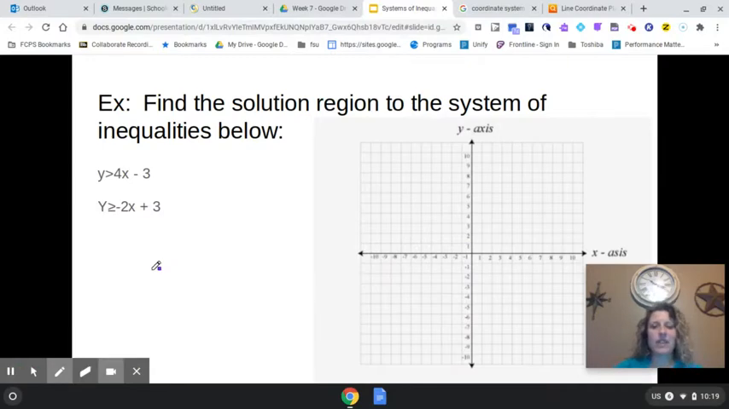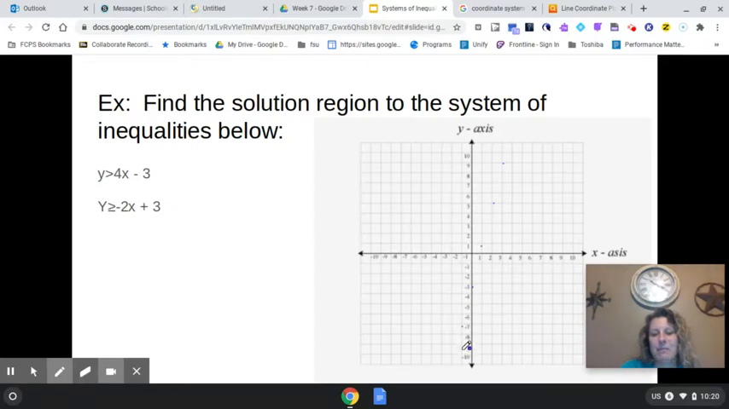Okay, taking a look at the next example, we have two new equations. My first inequality is y is greater than 4x minus 3. So I have a y-intercept at negative 3, and I'm going to rise 4 and run 1 to get to my next point. Again, I'm going to continue to mark some dots just to make it easier to make a straight line using my finger.